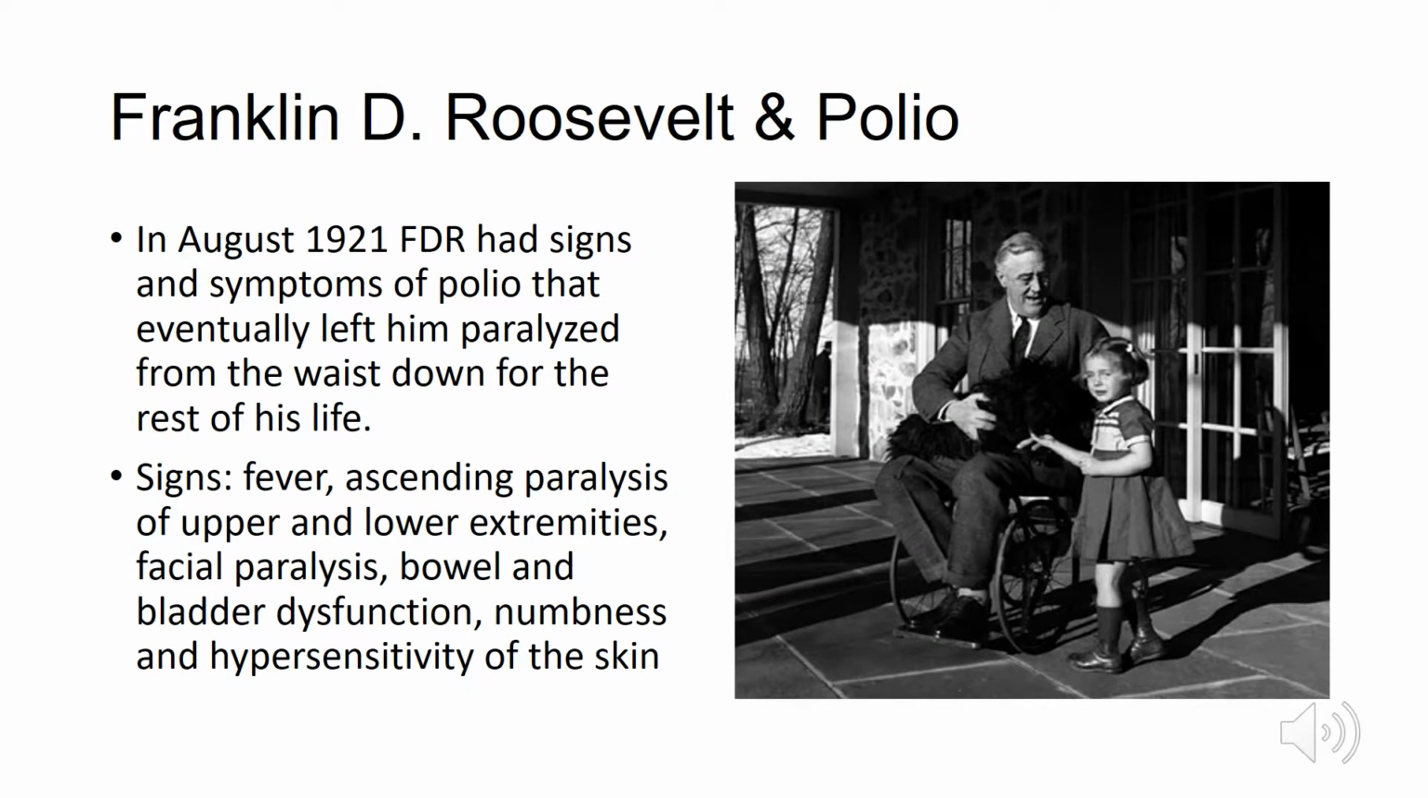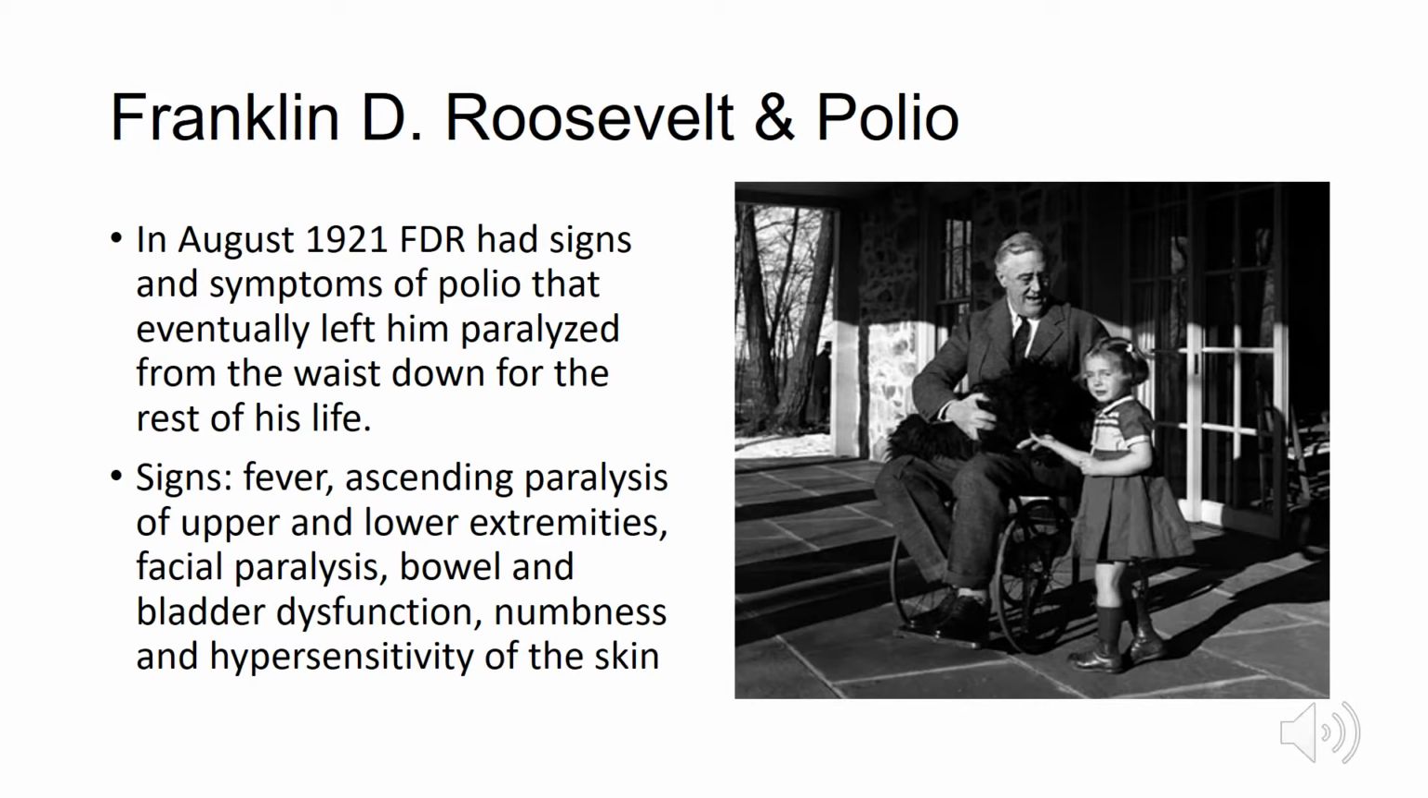Franklin D. Roosevelt was a president of the United States, and he did have polio. He was affected in August 1921, and his signs and symptoms are really interesting to see, to see how it affected him and how it eventually affected him for the rest of his life. He ended up being paralyzed from the waist down for the rest of his life, and that was really hard for him.